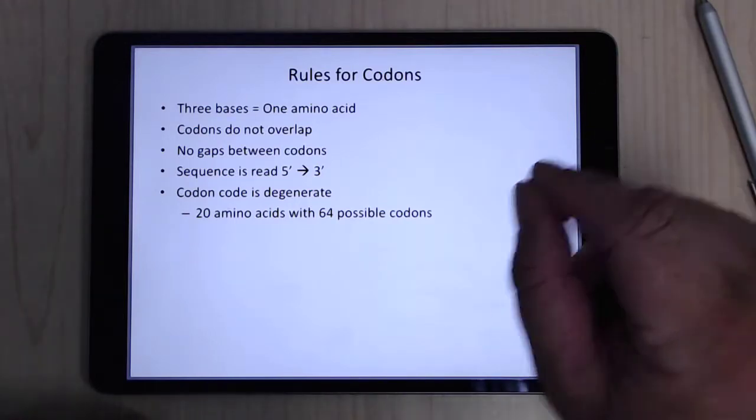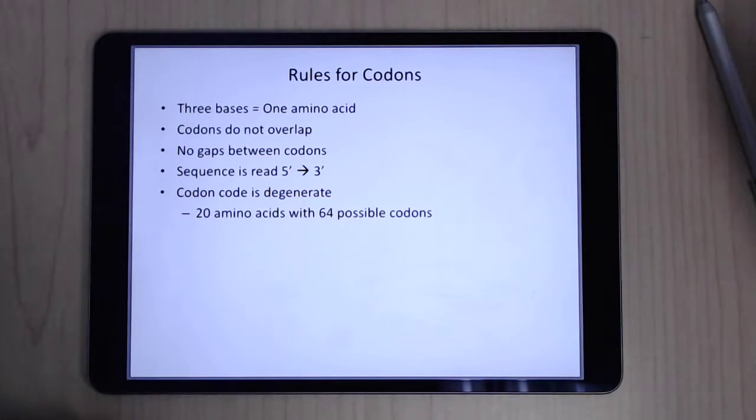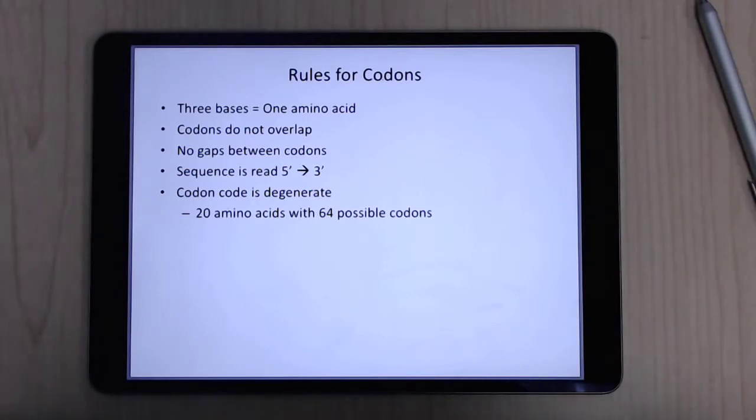There's also no gaps. So it doesn't go 3 and then an A, and then 3 and something else. No. It's just 3, 3, 3, 3, 3. You're going to read that sequence from the 5' end of the RNA or DNA. It reads it from the 5' to the 3'.